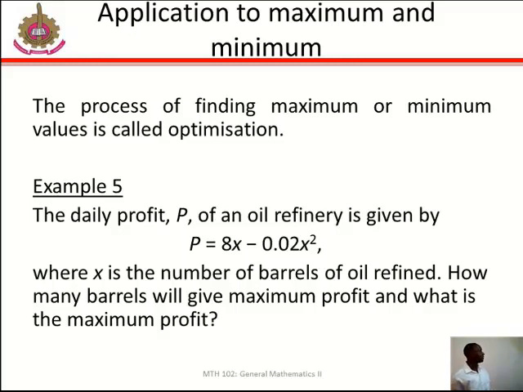Example, this is going to be the fifth example. Now, it said the daily profit of an oil refinery is given by the expression P equals 8x minus 0.02x squared, where x is the number of barrels of oil refined. How many barrels will give maximum profit, and what is the maximum profit? Now let's solve this particular question so that you can understand it better.